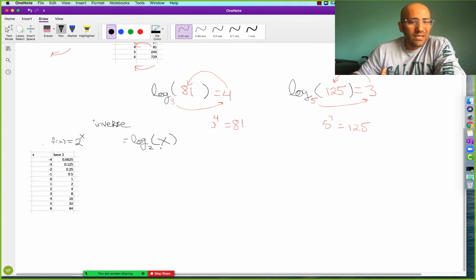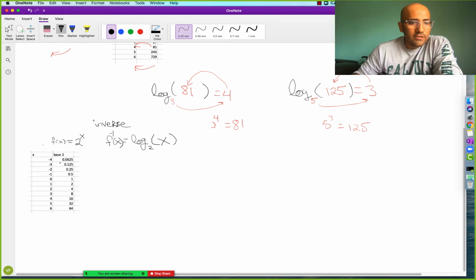Now we just keep using the letter x. It's just common. We use it way too much, but it's whatever. It's the input of this function. And because they're inverse functions, we like to denote them with this little -1 up there to indicate that they're inverse functions of each other. They're related to each other.